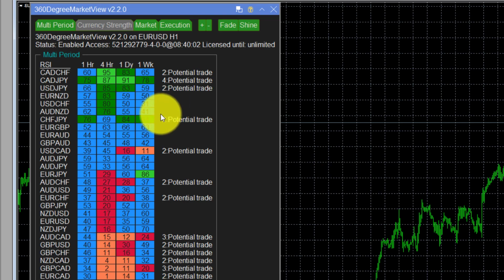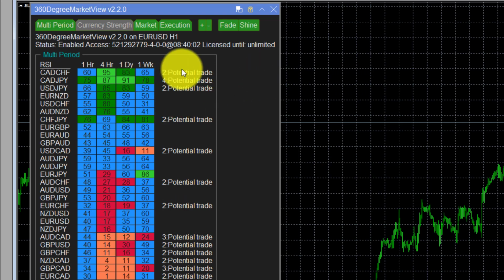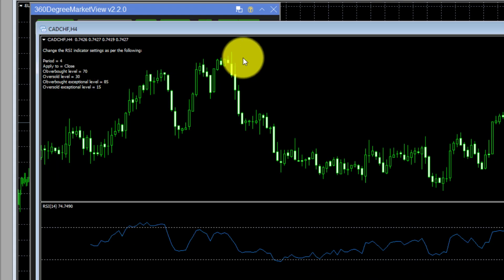What I also like about this is that you can actually go directly into the currency by clicking on that reading. So let's go and have a look at the CAD franc. Click on that, and there it brings up the CAD franc immediately.